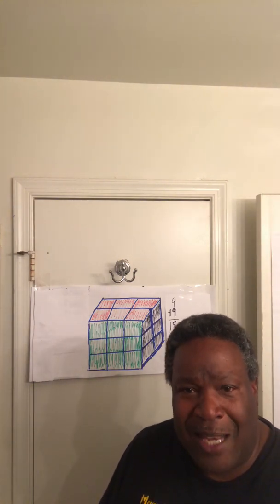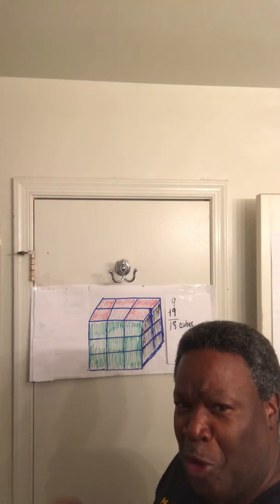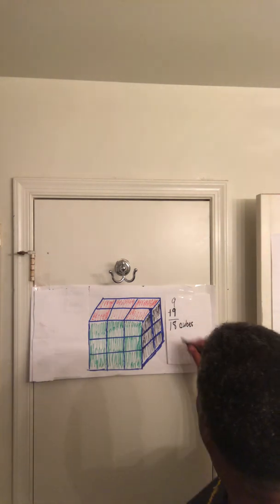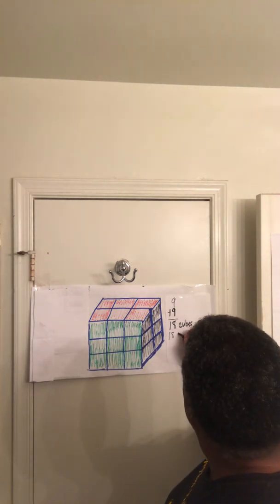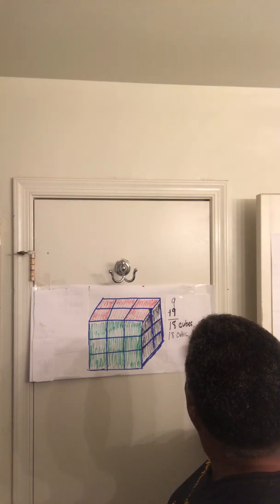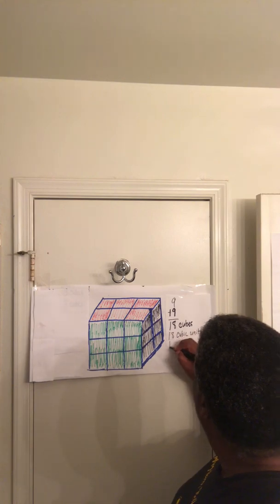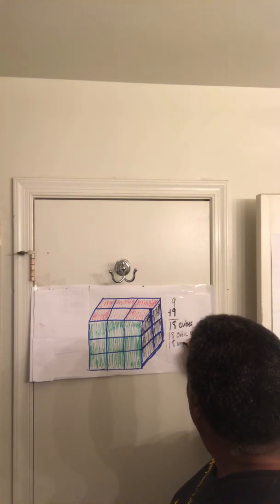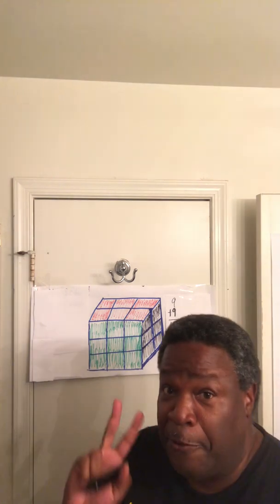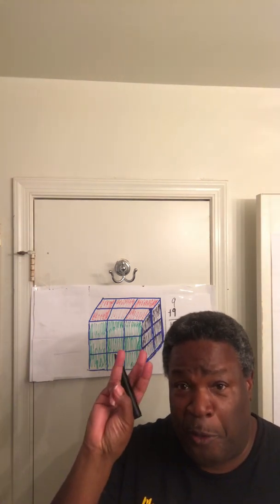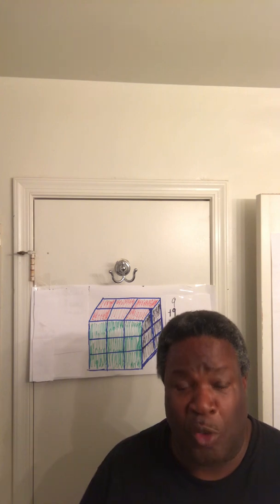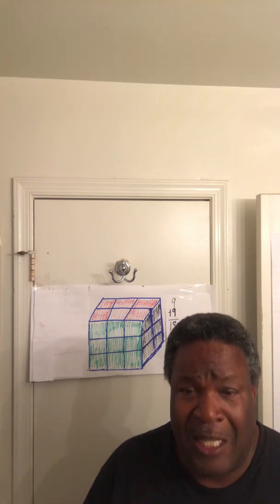Now, to be mathematically correct, we have to write the volume in a certain way. So I would write 18 cubic units for the volume. Or I could write it this way. I could write the number 18, write the word units, and put the exponent of 3 because we're dealing with 3 dimensions. We're dealing with length, width, and height.